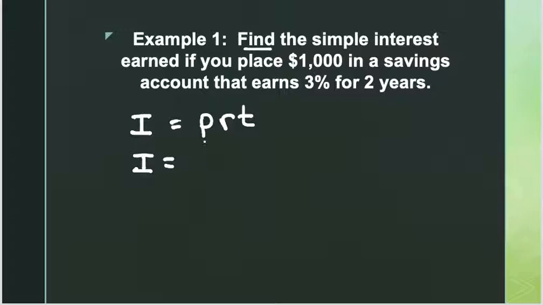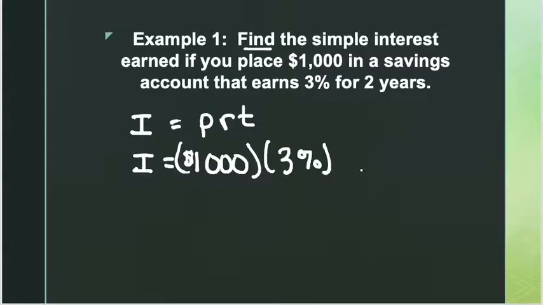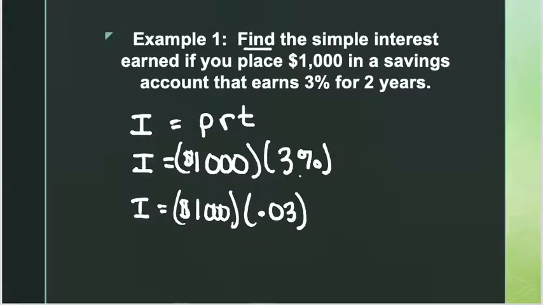My principal, the amount that I start with, is $1,000. My rate is 3%. So I can either use 3% in my calculator and use the percentage button in my calculator, or we can convert 3% to 0.03 as a decimal. So either one of those will work for us. And then time in years, well, they were nice to us here and they gave us that time is 2 years, and they gave it to us in those terms.